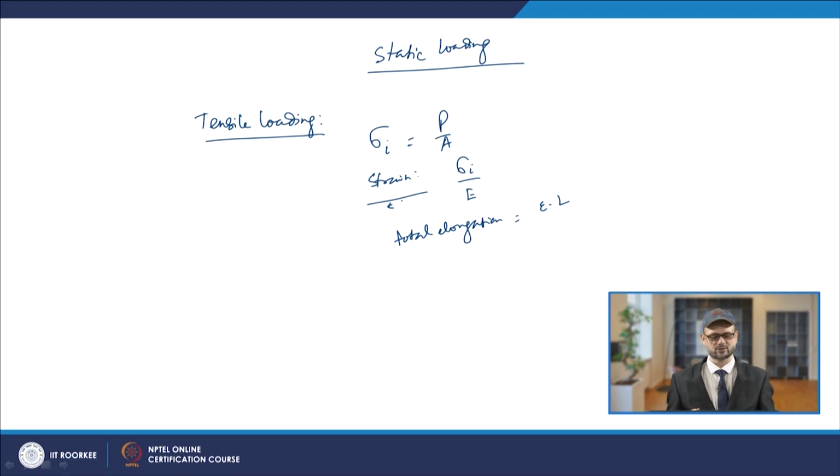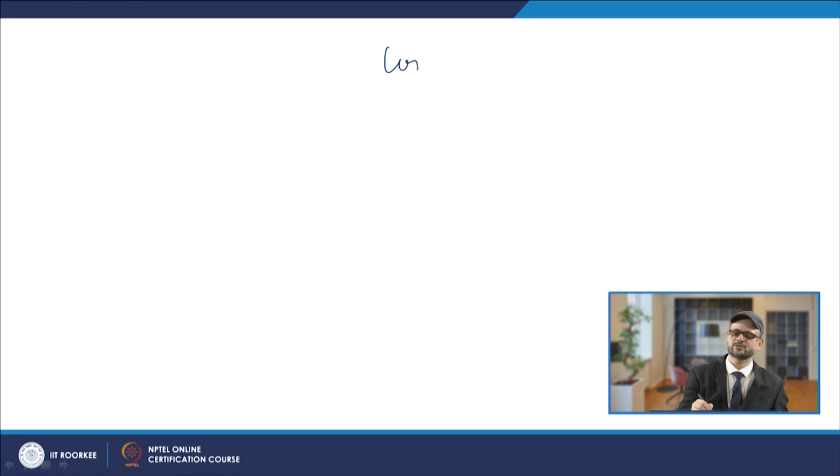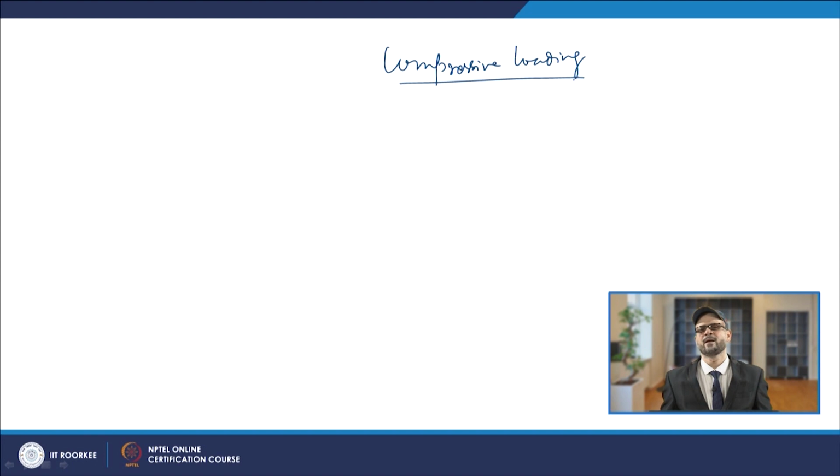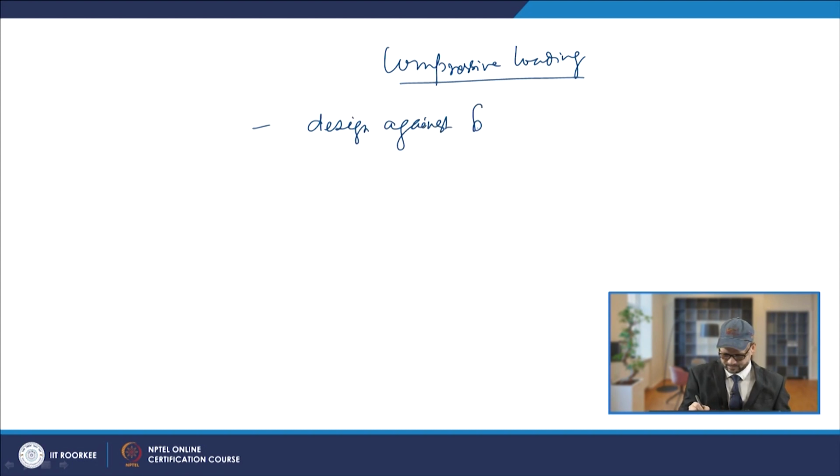Now, if you come to compressive loading, basically the members will be subjected to crushing if the compressive strength is exceeded, that is, if the stress generated is more than the compressive strength of the material. But that is very rarely the case under compression. Mainly what we need to design in the case of compressive loading is the design against buckling, because depending upon the length of the member, the slenderness effect will come into the picture. So, you will have to design against buckling.